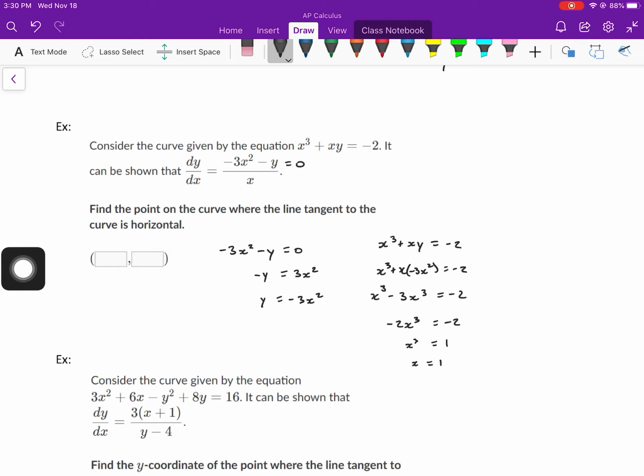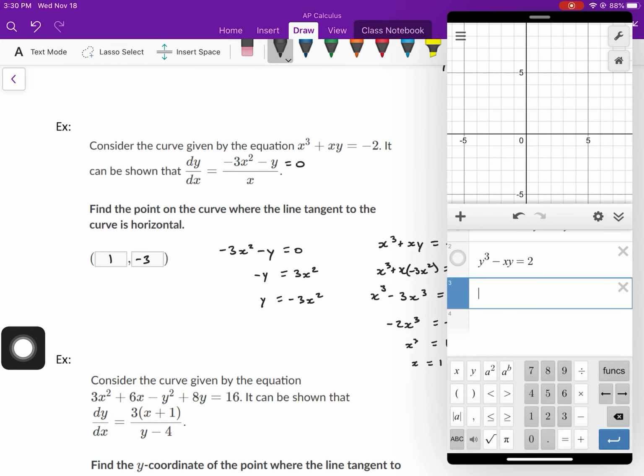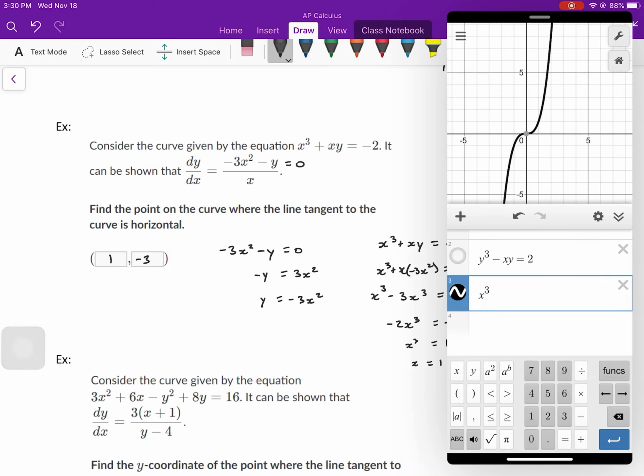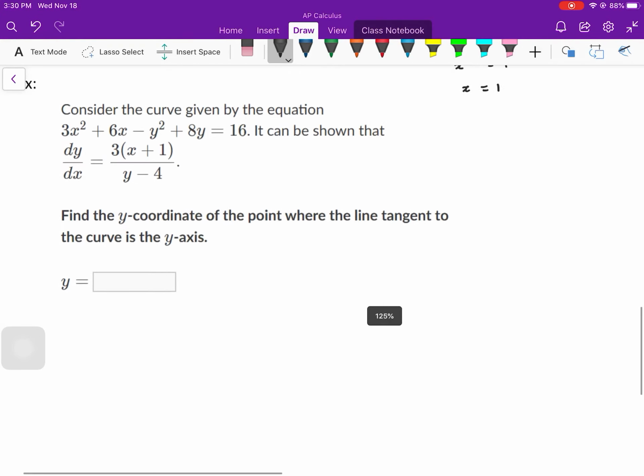Substitute it back in to find your y value. You can go ahead and finish that one out. And like I said, I think you can substitute in here and find out that y is negative 3. Let's go ahead and just test that real quick. And 1, negative 3, there it is, a horizontal tangent. So got that one right.